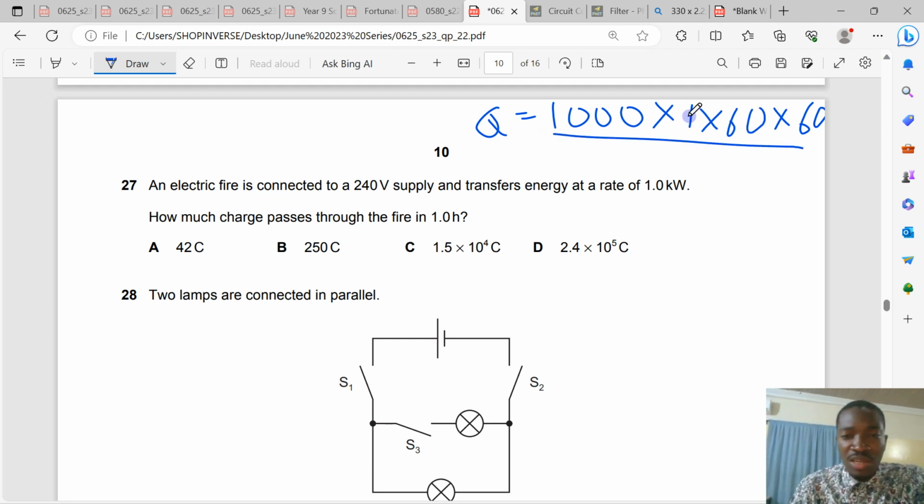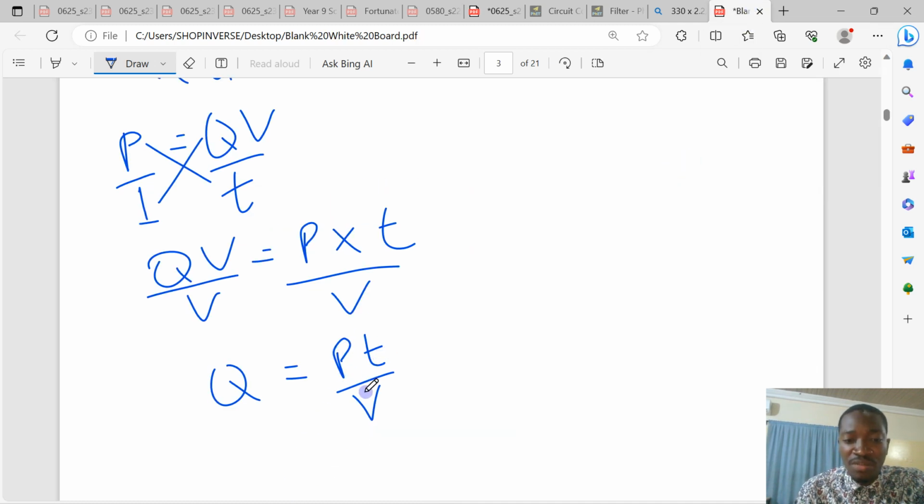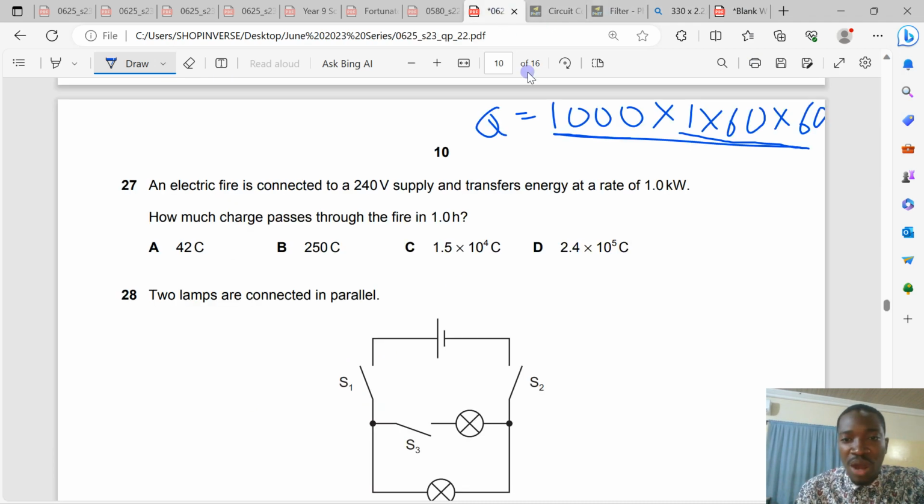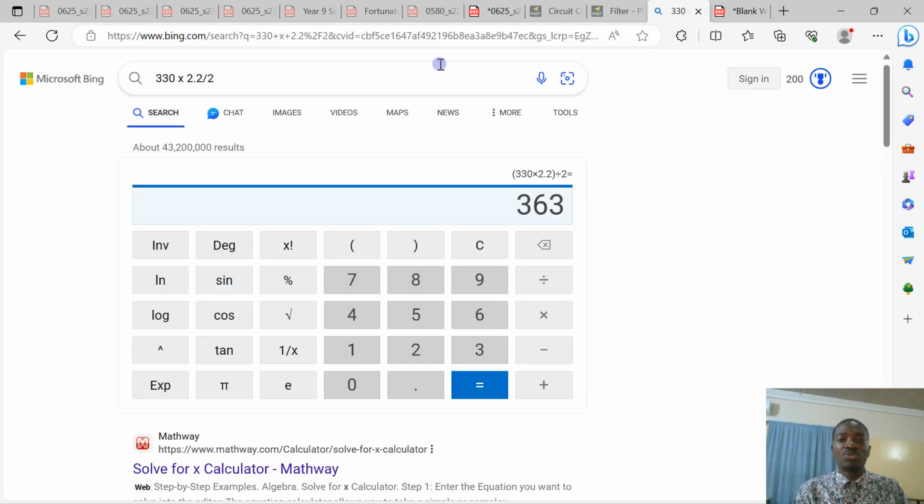So you understand this is the QT. All of these represent time, okay? This is the Q, divided by voltage rather, okay? PT over V. Power, time, voltage. This is the power, 1 kilowatt. This is the time, 1 hour. Divided by voltage. What's the voltage? 240 volts. Now we are going to multiply 1000 by 60 times 60 and we divide our answer by 240.